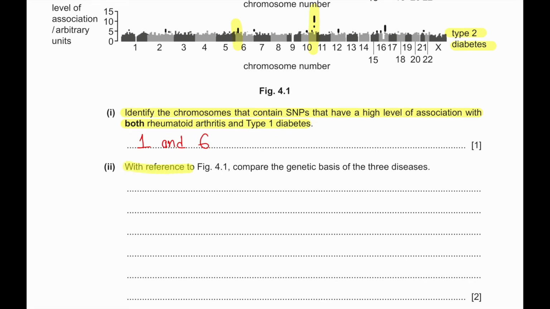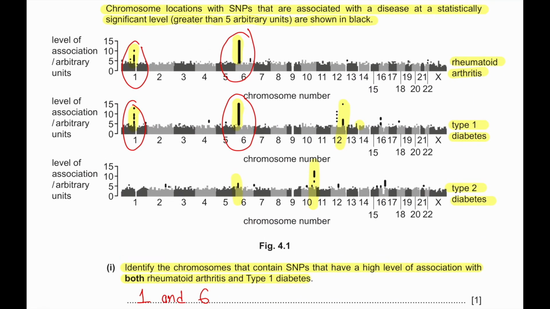Now, with reference to figure 4.1, compare the genetic basis of the 3 diseases. Alright, so if we look into these particular diseases, rheumatoid arthritis and type 1 diabetes, we can't see anything on the X chromosome. We don't see any level of association in terms of arbitrary units on the X chromosome. So all diseases are autosomal and not sex linked. All diseases are associated with SNPs on chromosome 6. As we can see on chromosome 6 there are SNPs that match in all of the diseases.